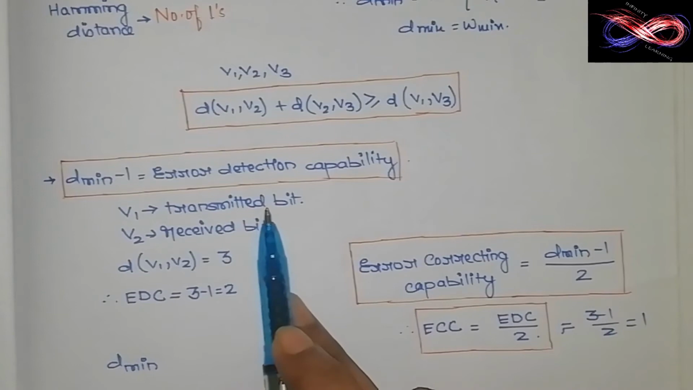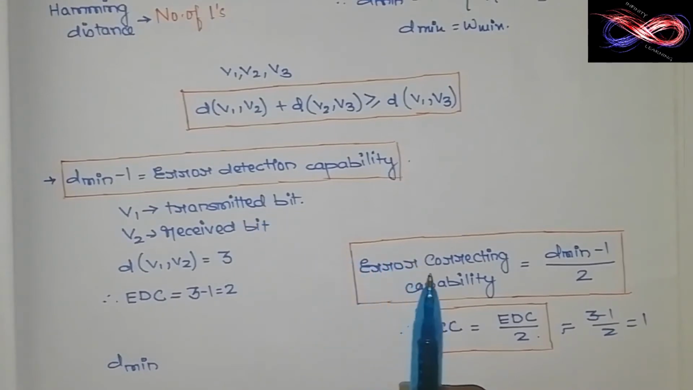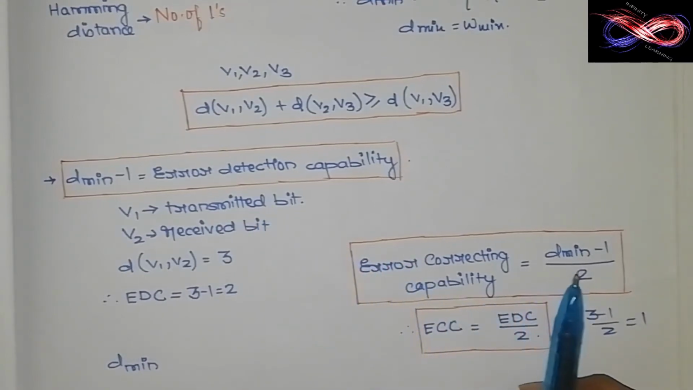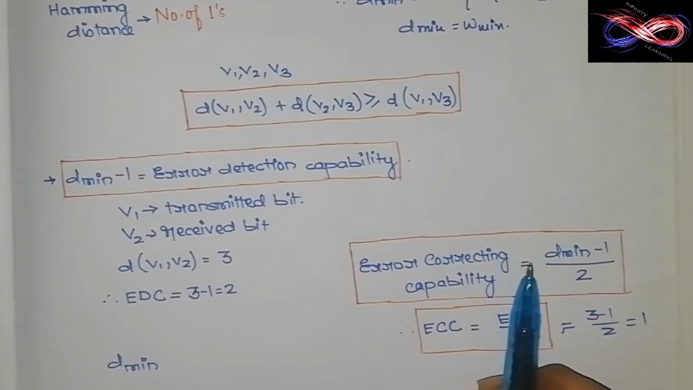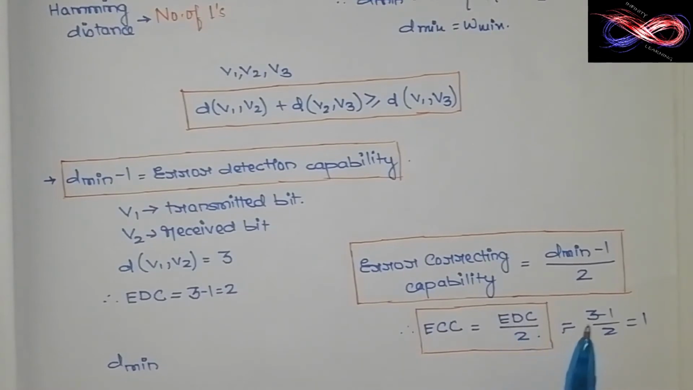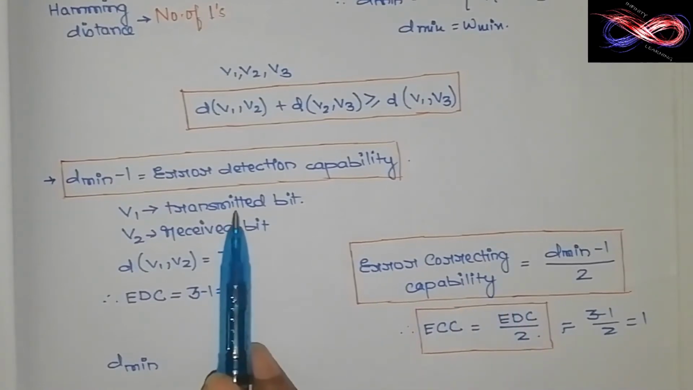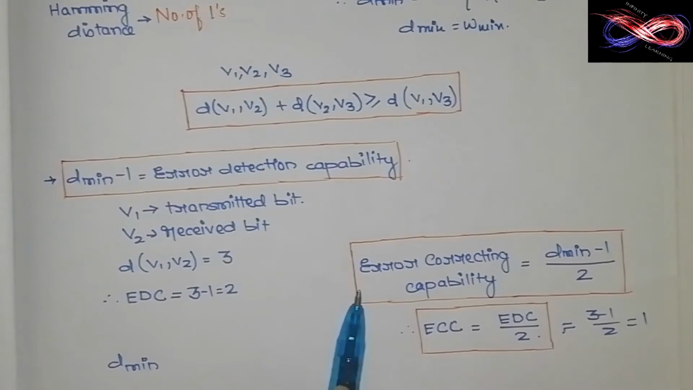Now the next term is the error correcting capability. Now the detection we have done, now we need to correct it. So this will have the formula D minimum minus 1 by 2. So D minimum we already calculated, that is 3. So ECC will be equal to 3 minus 1 by 2, that will be equal to 1. So ECC will be 1. So these are the two formulas which we can use in the detection and correction of an error of LBC.